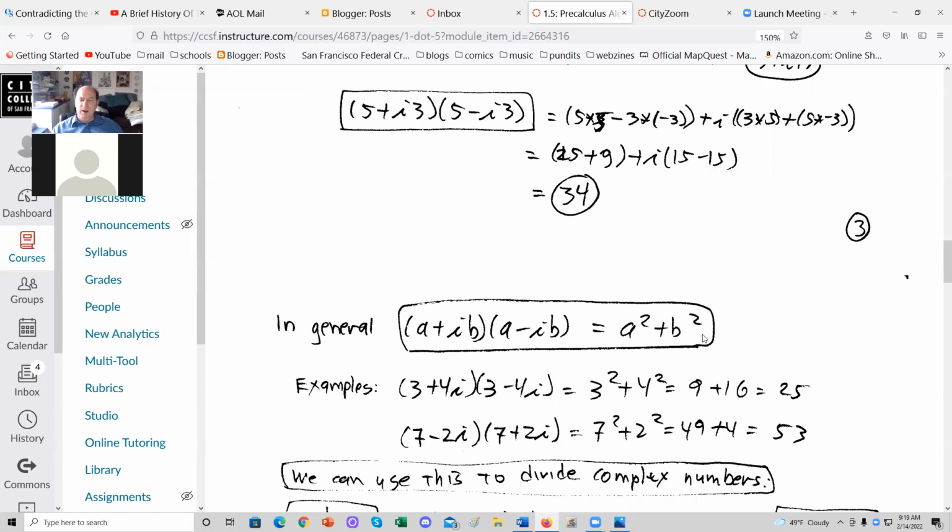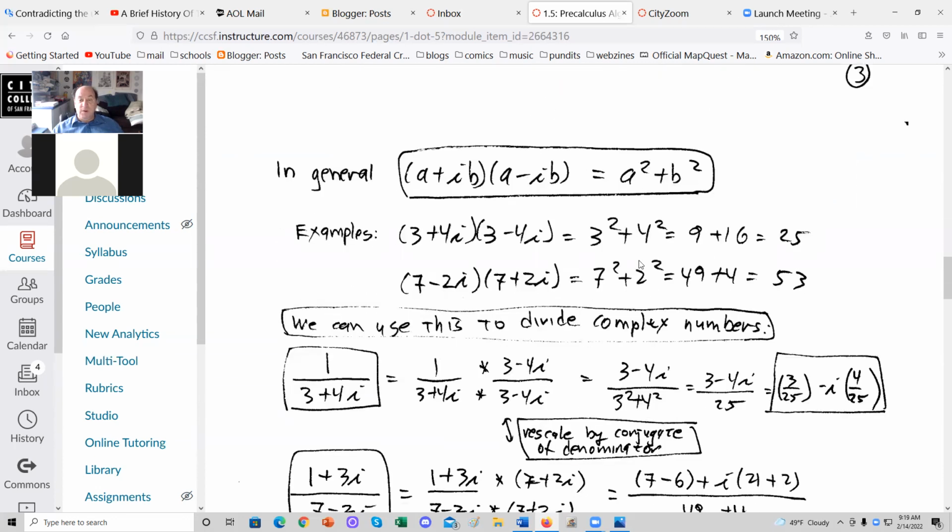Remember, I believe earlier on I mentioned that you can't factor this in the real numbers. Well, here's how you factor it in the complex numbers. So for example, 3 plus 4i times 3 minus 4i. Here I'm writing i afterwards, whatever. It's 3 squared plus 4 squared, which is 9 plus 16, 25. 7 minus 2i times 7 plus 2i is 7 squared plus 2 squared, 49 plus 4 makes 53.